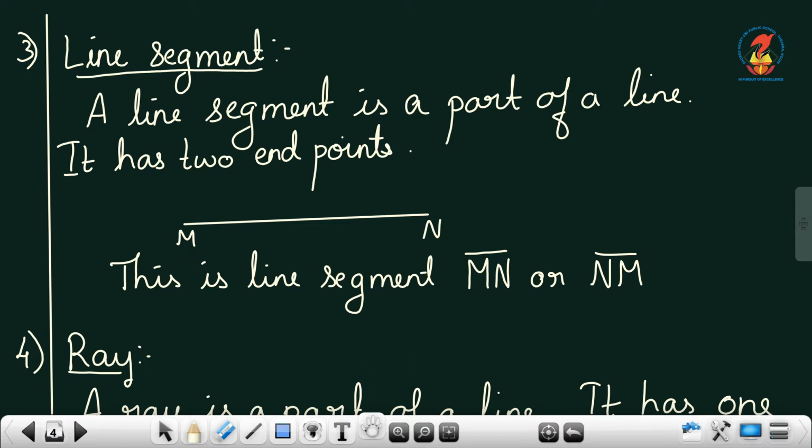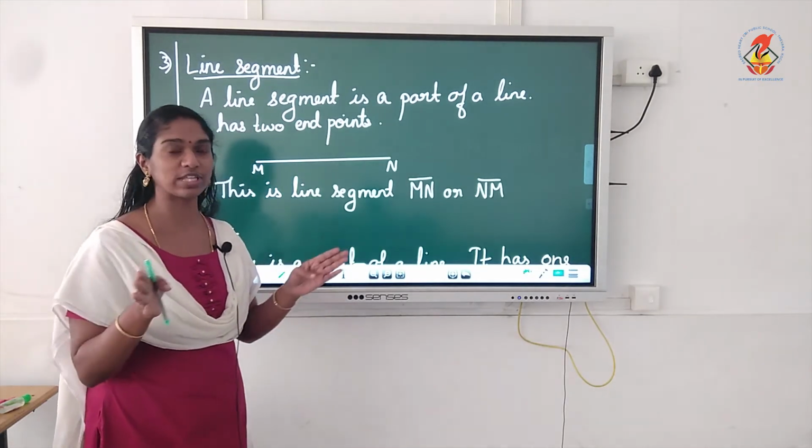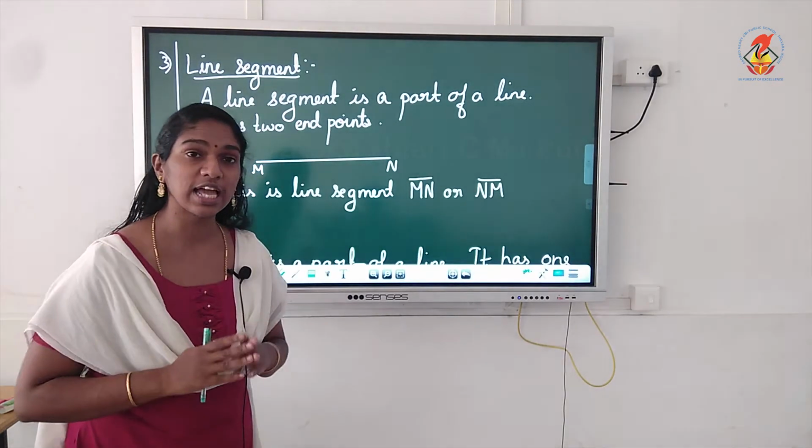So, a line segment is a part of a line. It has two end points. And how do you represent a line segment? Here also you can read it as MN or NM and you just draw a line on top of it. You don't need to put the arrow. If you put the arrow, it becomes a line.